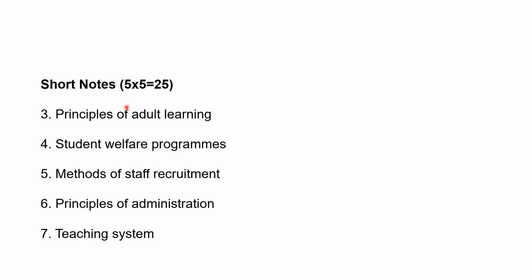The second category is short notes. Principles of adult learning, students welfare programs, methods of staff recruitment, principles of administration and teaching system. The answer keys we have seen as part B.